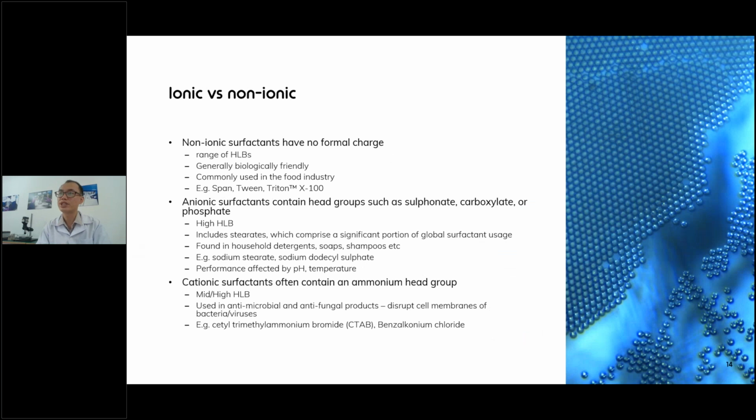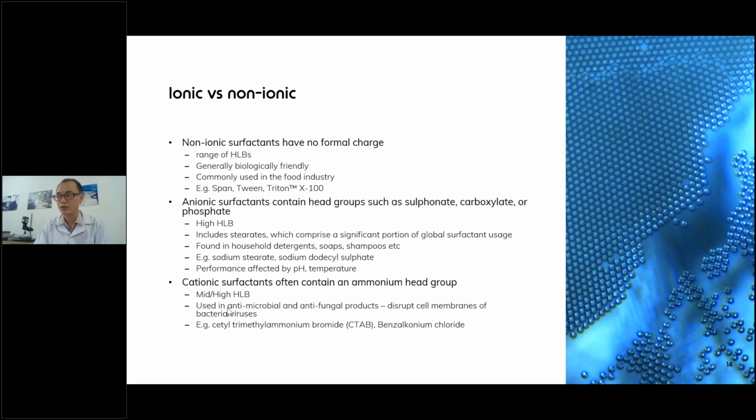So let's talk about the first types of surfactants, ionic and non-ionic. Non-ionic surfactants have no formal charge, so they cover a range of HLB, and they're generally biologically friendly and also commonly used in the food industry. Some examples of this kind of surfactant are Span, Tween, or Triton X-100.